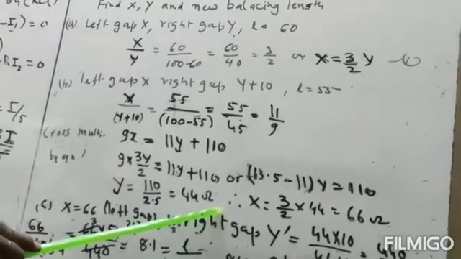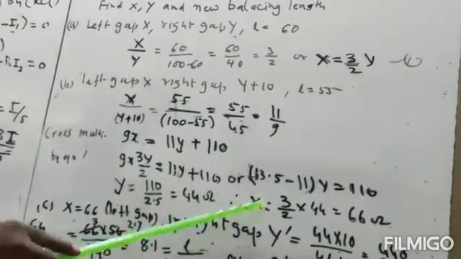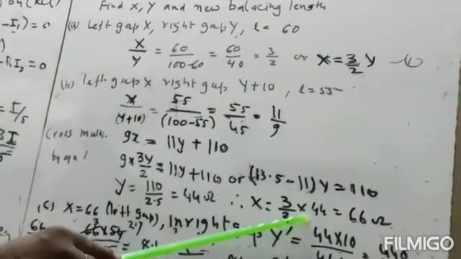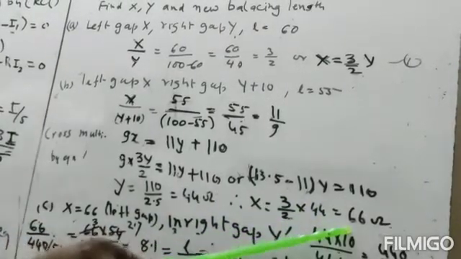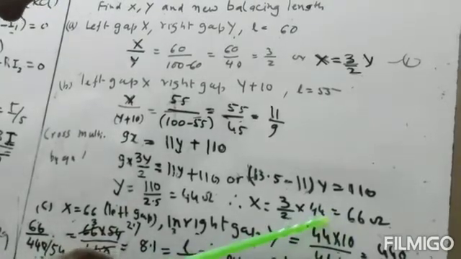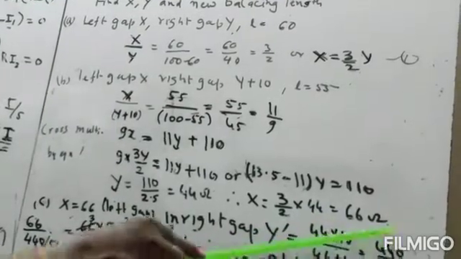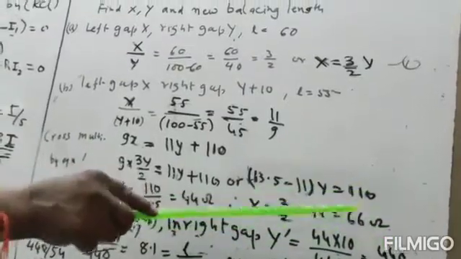Then we can find the value of x. X is equal to 3 by 2 of y. So 3 by 2 into 44 is equal to 66 ohm. So we find the value of x and y.